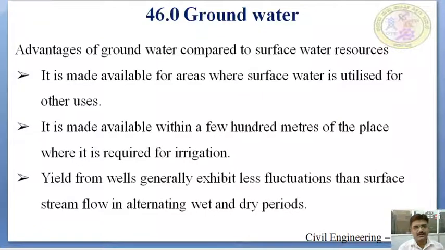Now, groundwater is made available within a few hundred meters deep into the earth crust where it is required for irrigation. And the water which yields from the wells generally exhibits much less fluctuation than the surface stream flow, which dries up in alternate wet and dry periods.